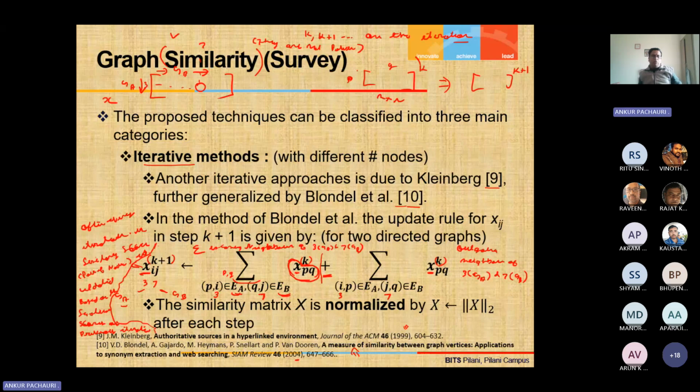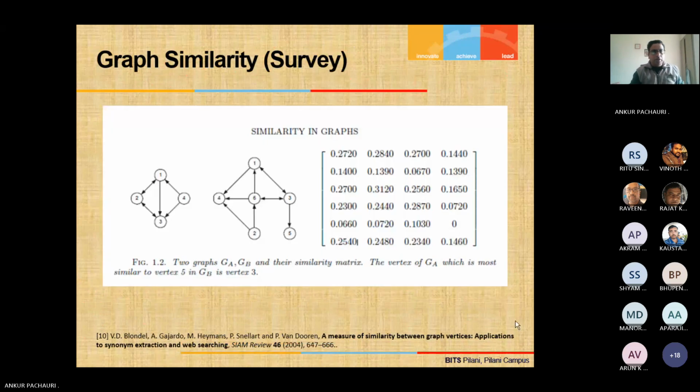Okay, so obviously it has been updated. The moment it reaches convergence, I will terminate. Every time I'll have to normalize it, so I will normalize it by mod of x square. Clear? So this was the example which they have solved.